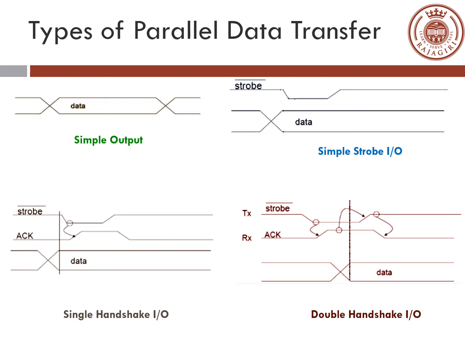An even stricter method is the double handshake I/O method, where again the handshake signals are put before the data transfer happens. So we have a strobe going low from the transmit side, which causes the receiver to acknowledge that it has seen the strobe, and it puts the data on the bus, after which the strobe is taken away, and that causes the acknowledgement to go low.